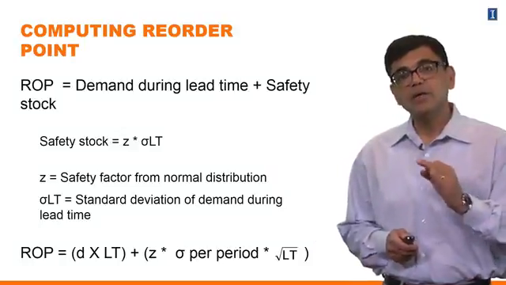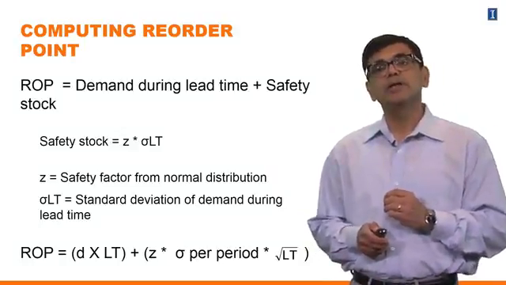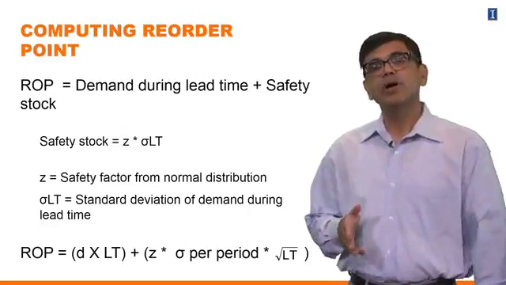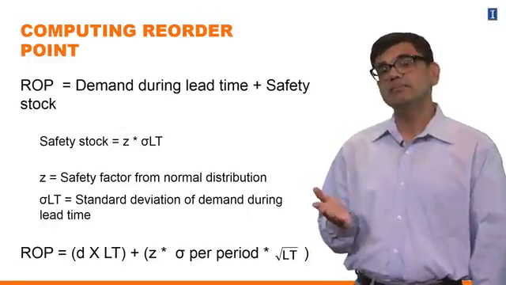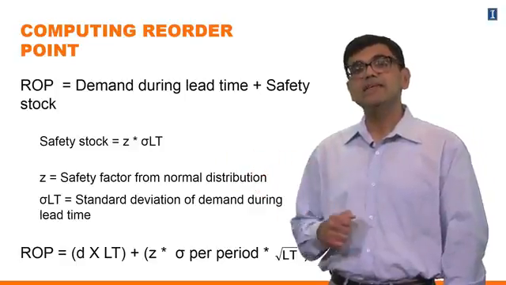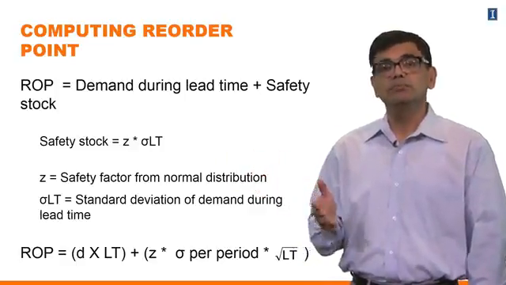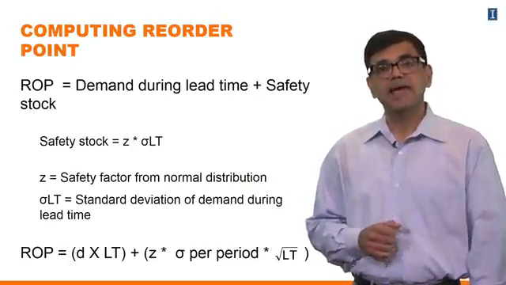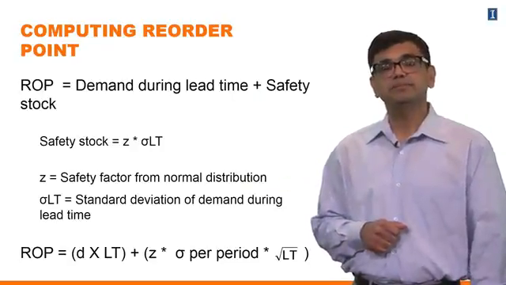So let's go through the calculations for reorder point here, and then we'll go through an example to see how this works out. So reorder point is based on the demand during lead time, which, if we didn't have any safety stock, would simply be: let's take whatever lead time we have, let's calculate the demand for that, and that gives us demand during lead time.